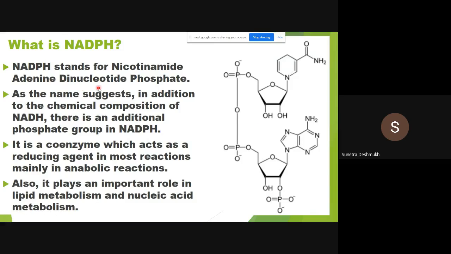And NADPH is nothing but nicotinamide adenine dinucleotide phosphate. As the name suggests, in addition to the chemical composition of NADH, there is an additional phosphate group. It is a coenzyme which acts as a reducing agent in most reactions, mainly in anabolic reactions. Also, it plays an important role in lipid metabolism and nucleic acid metabolism. So this is the role of NADPH.